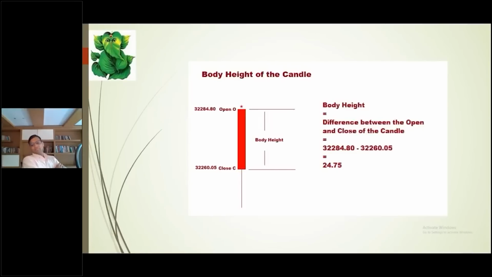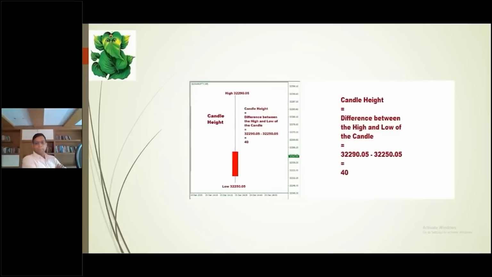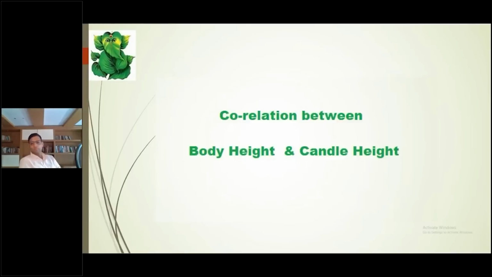So the body height of the candle is equal to the difference between the open and close of the candle. Then we have the candle height, of course, the difference between high and low. Again, a difference calculation. And then I correlate. I have established a correlation between body height and candle height.